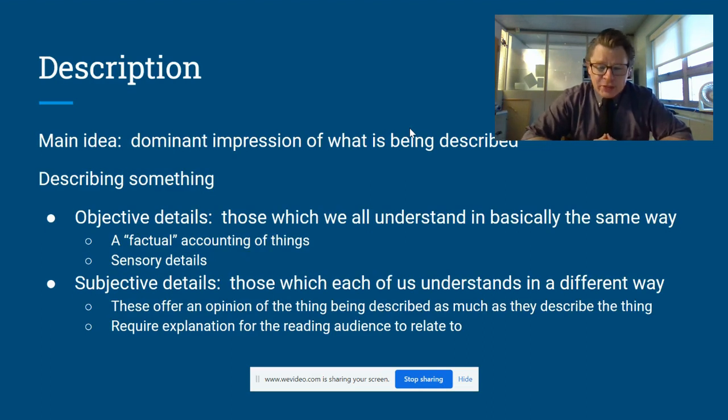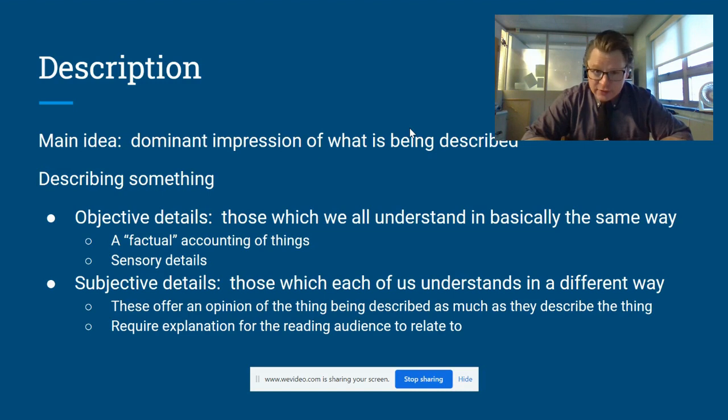Moving on to description, and this is the second way that we assemble the examples that we then use in other ways of writing. The main idea of a descriptive point or paragraph is a dominant impression of what's being described. In other words, the main way that we react to the thing being described somehow. So we're describing something, and this is going to come down to two different kinds of details.